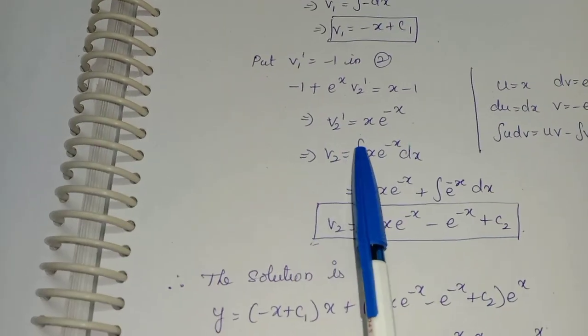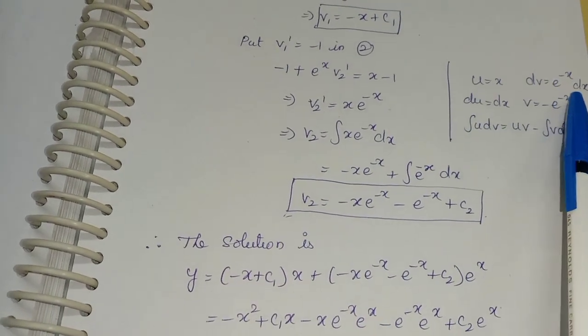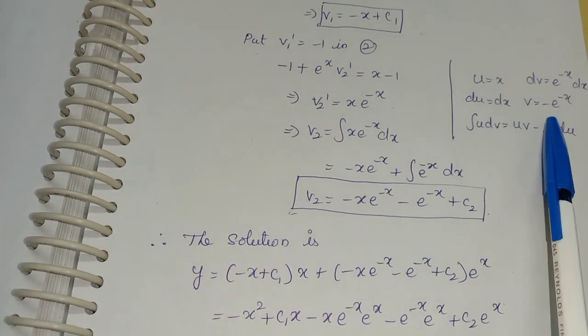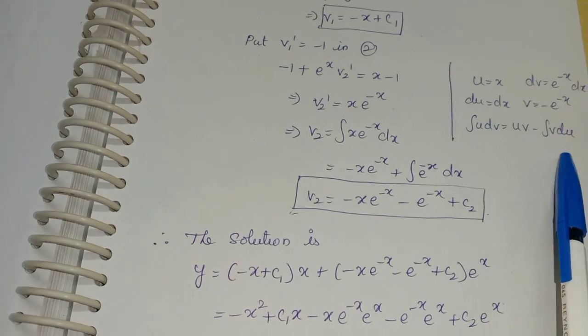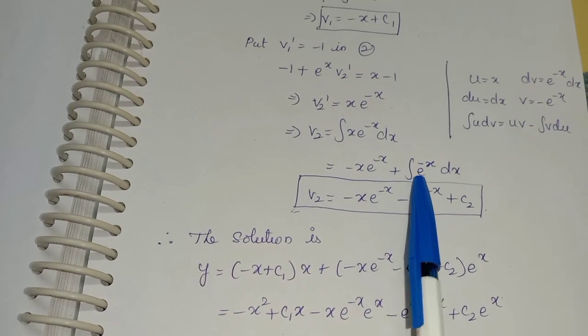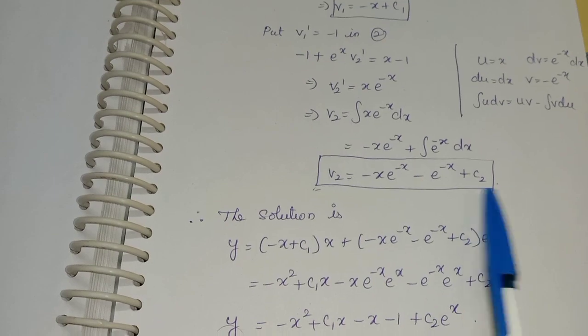So we have to integrate this by udv method. U equal to x and dv equal to e power minus x dx. du equal to dx and v equal to minus e power minus x. So integral udv equal to uv minus integral v du. Okay. So minus x e power minus x plus integral e power minus x dx. So this is minus e power minus x plus integrating constant c2.